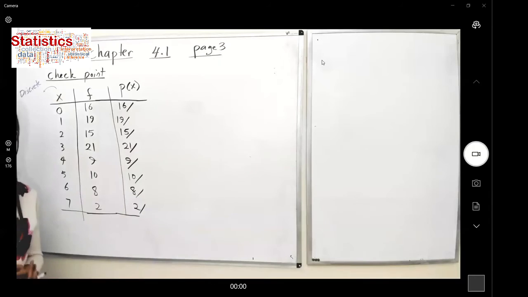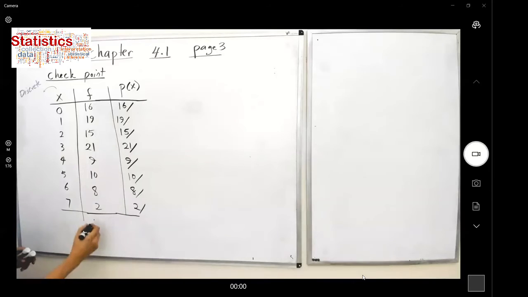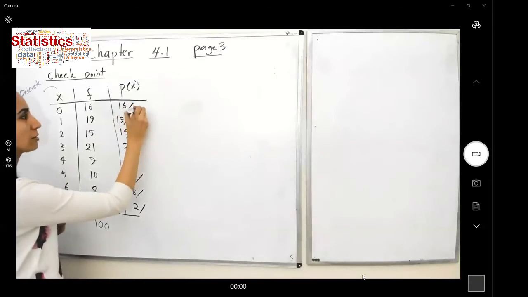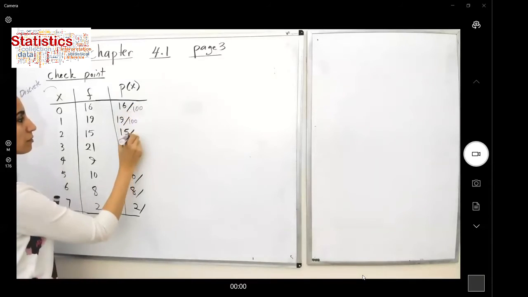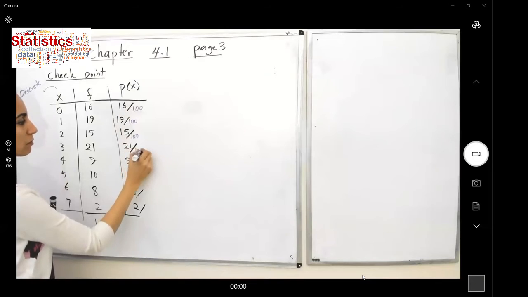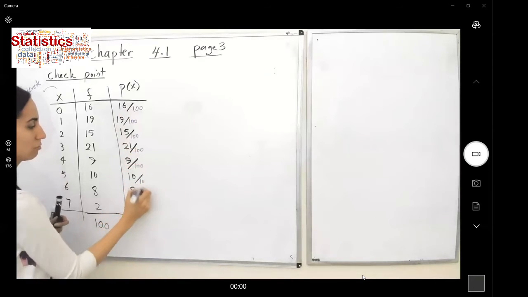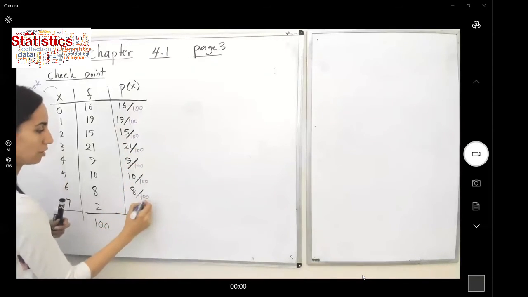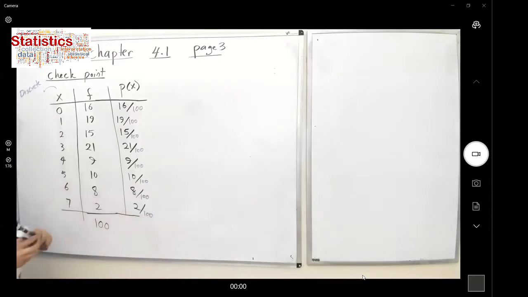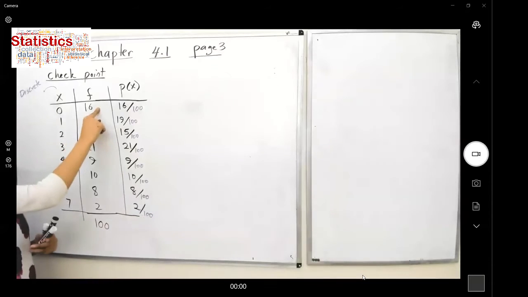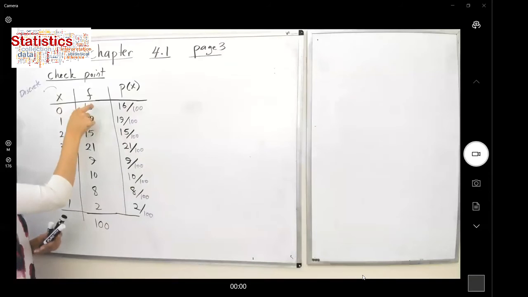What is the denominator? 100. 100? Very good. 100 is very good. So you have to repeat 100 down here. 100 and 100. So the frequency of your x is 16.